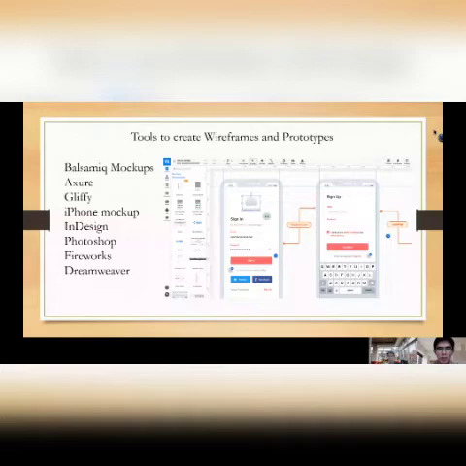Tools to create wireframes and prototypes are Balsamiq Mockups, Axure, InDesign, Photoshop, Fireworks, and Dreamweaver. Next, we continue with Ali.